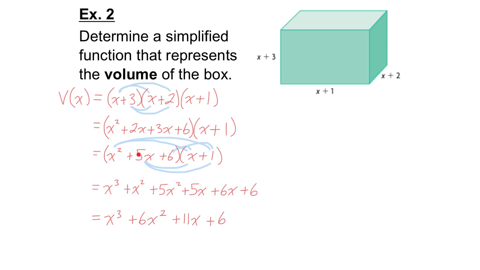Here we are. Now I have a trinomial multiplied by a binomial. So each of these three terms in the first set of brackets is multiplied by each of these two terms in the second set of brackets.